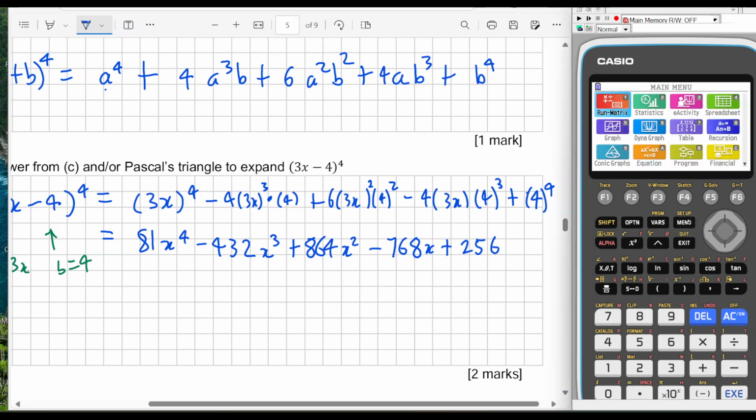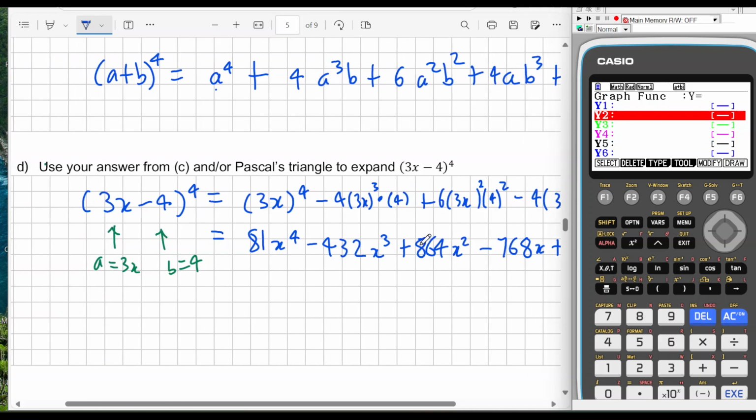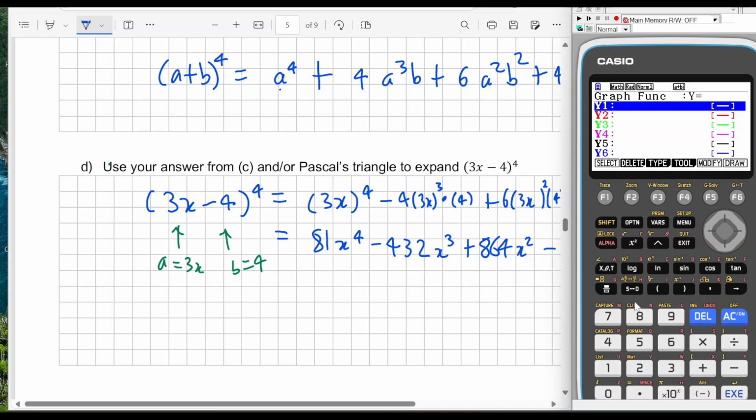I'm actually going to show you a very cheeky trick to check that you got this right. So we'll just delete out any graphs we have. So what we could do is graph (3x take 4) to the power of 4. Let's just get an idea of what that graph looks like. So this sort of happy face shape. I might just set the window back to standard so we can see the whole thing, but there it is.